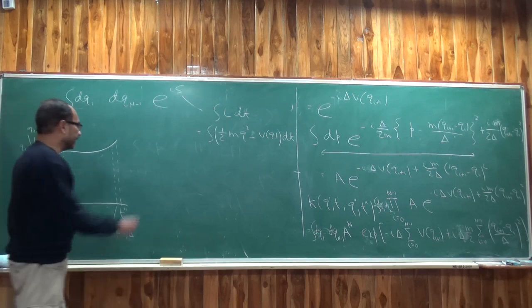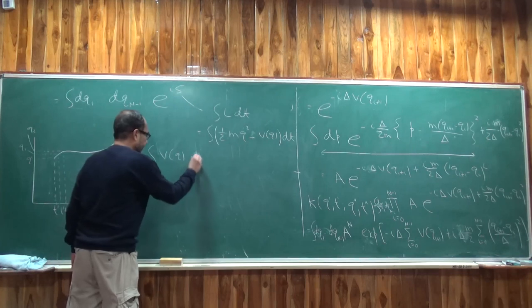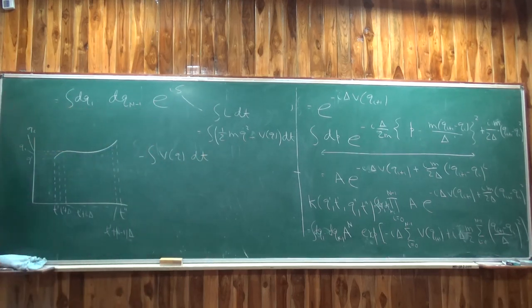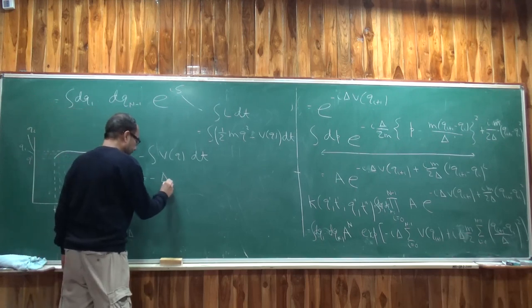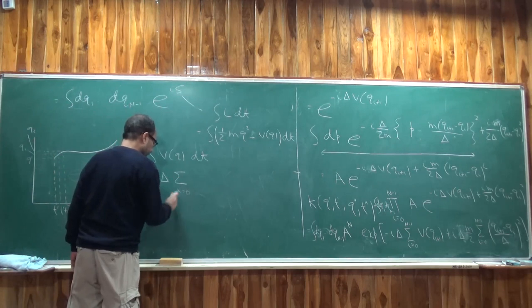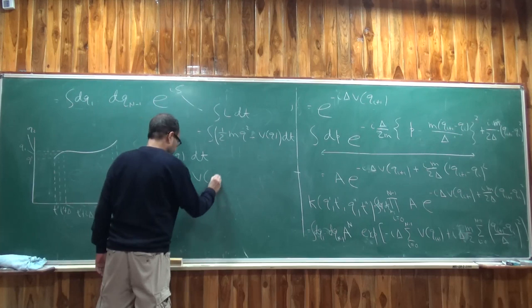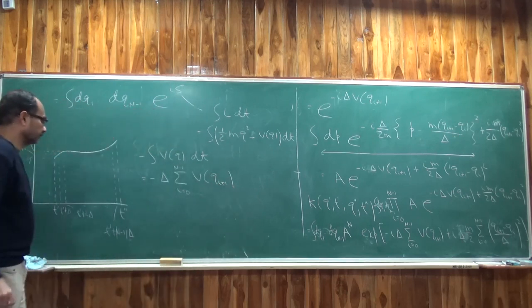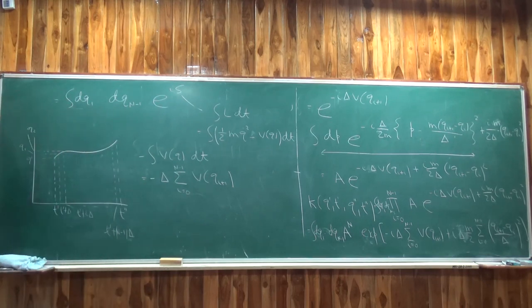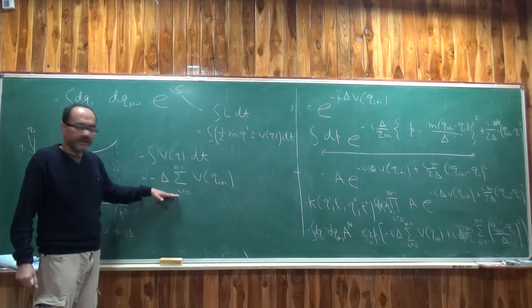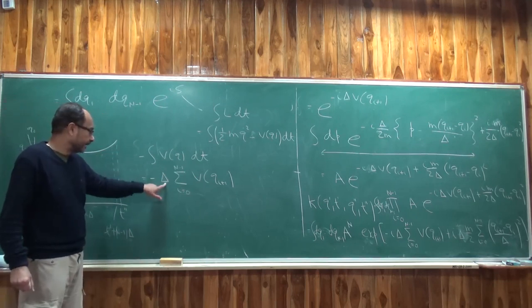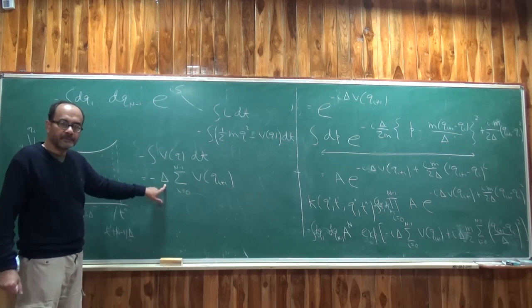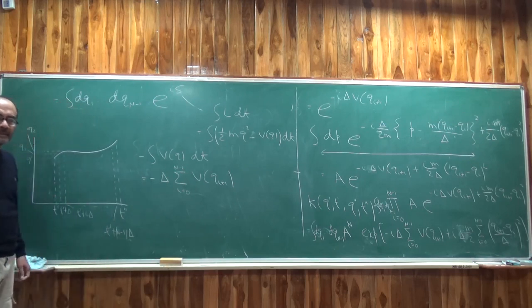In that case, the integral of V of q dt, minus the integral of V of q dt. Using the definition of an integral, I can write this as minus delta times the sum. Is this clear? This is the definition of an integral as a limit of a sum. I take the sum over these intervals and I multiply by delta, just to compensate. Otherwise you write it as t double prime minus t prime over n, times this sum. Is this point clear?